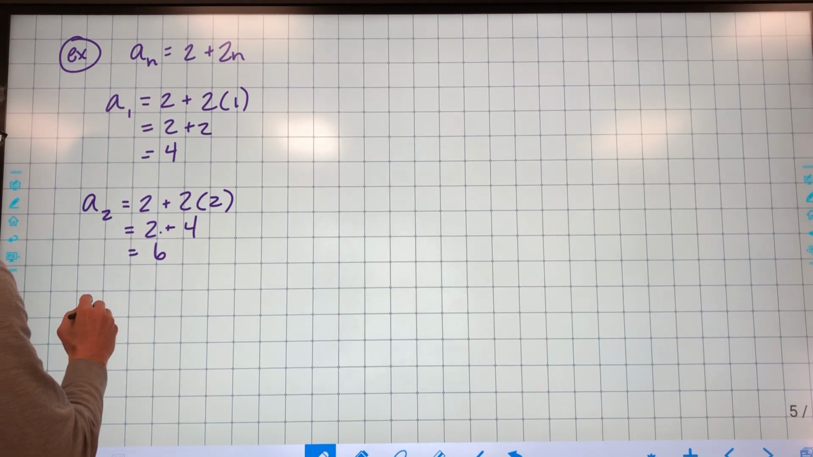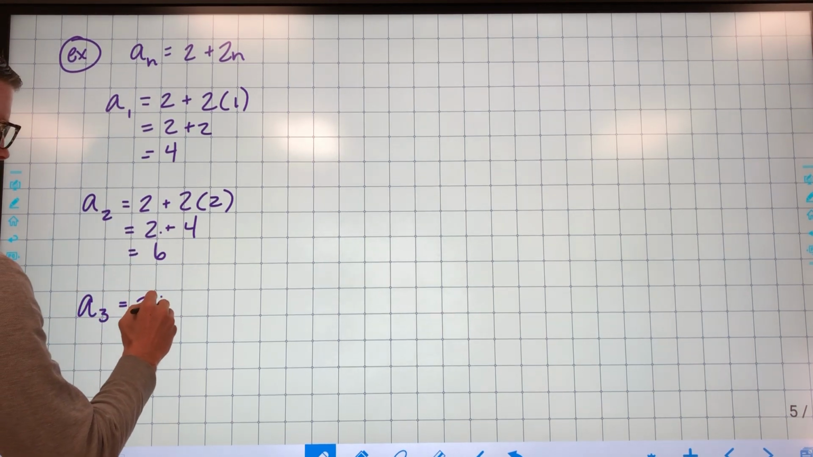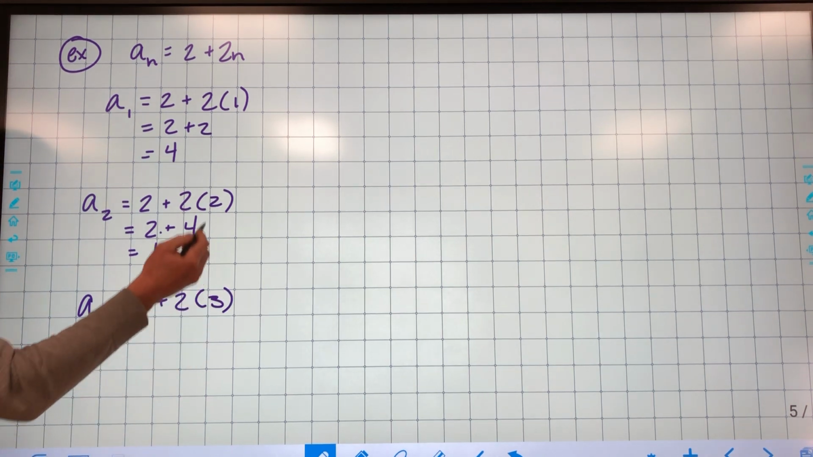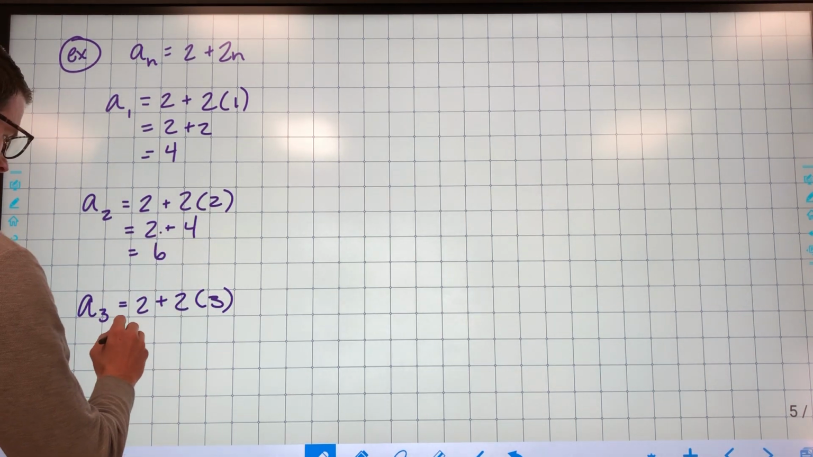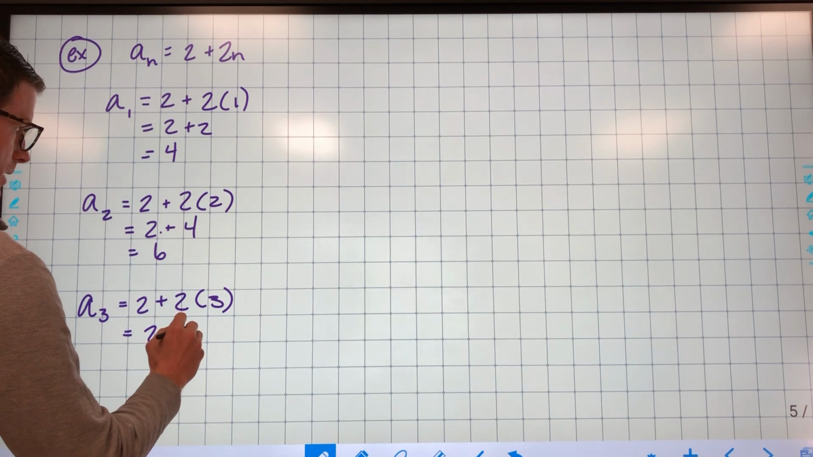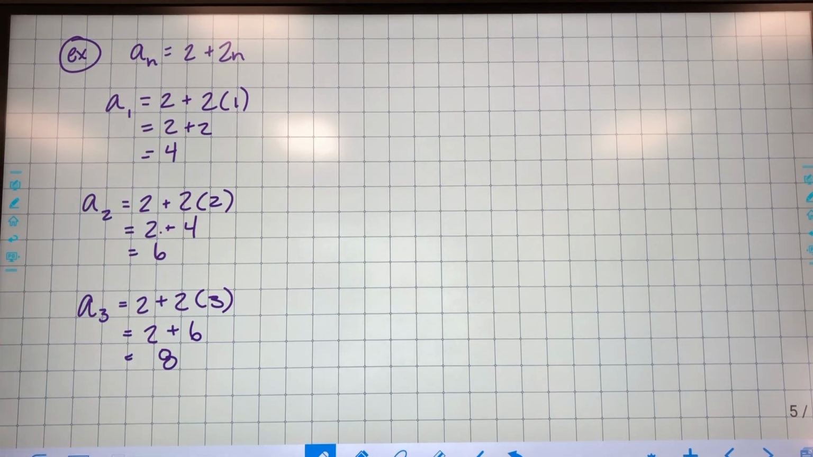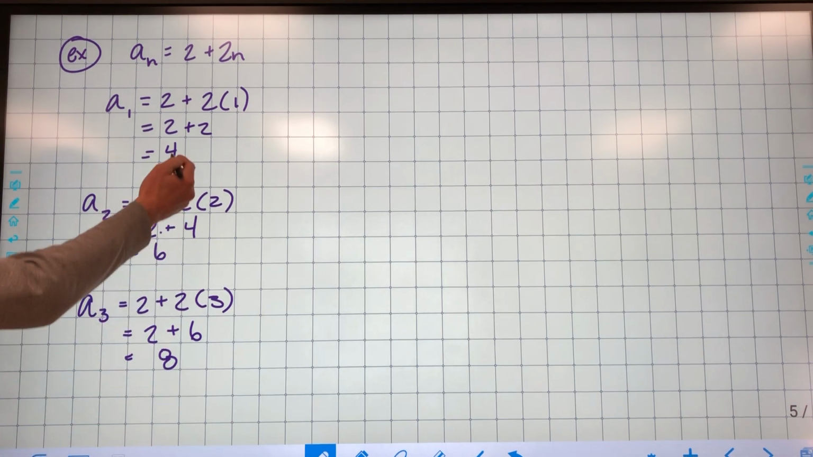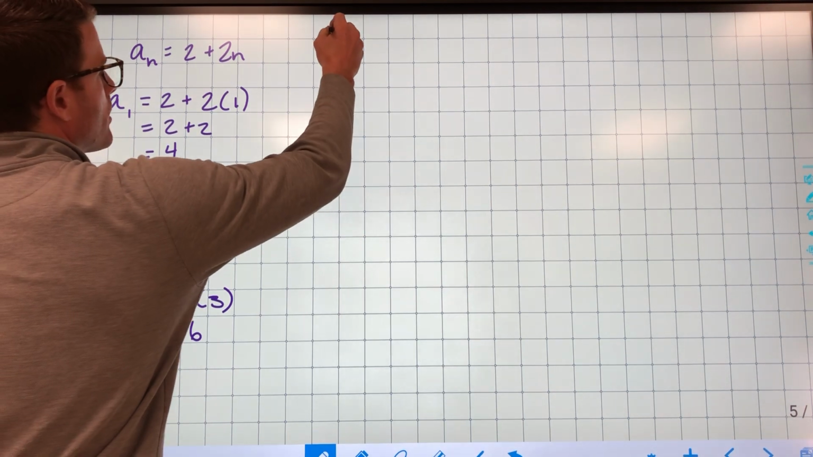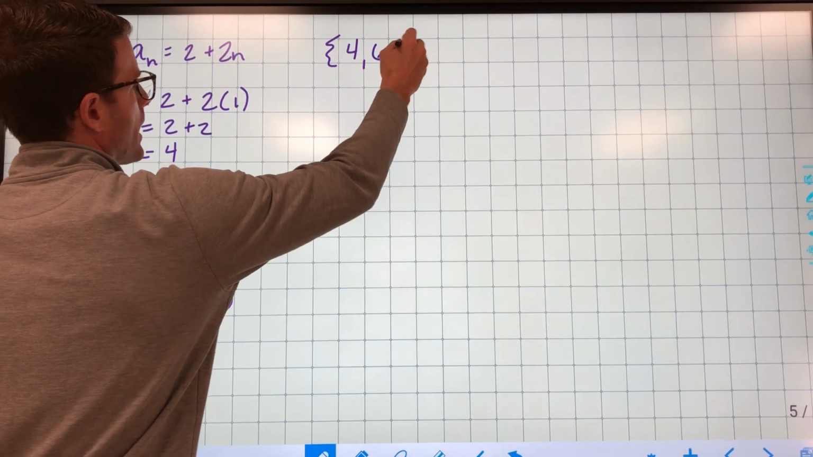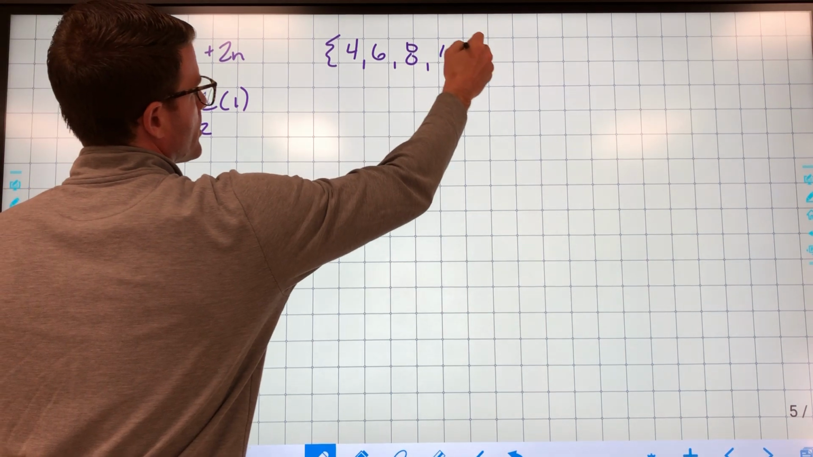A sub 3 is going to be 2 plus 2 times 3. Again, all I'm doing is plugging a 3 in everywhere there's an n. So that equals 2 plus 6, which is 8. So our sequence, we're starting at 4. The second term is 6, then 8. It's going up by 2 each time.